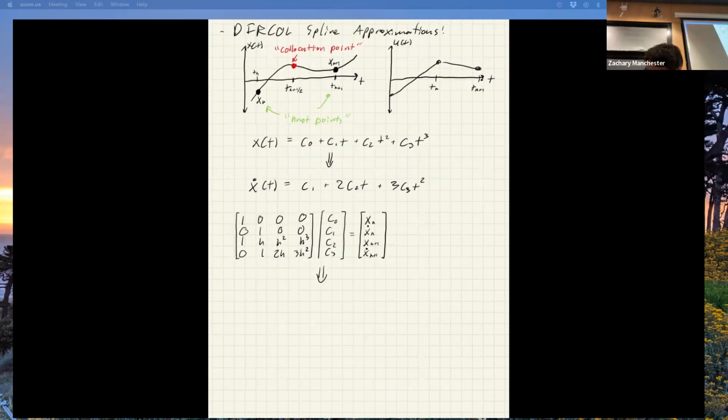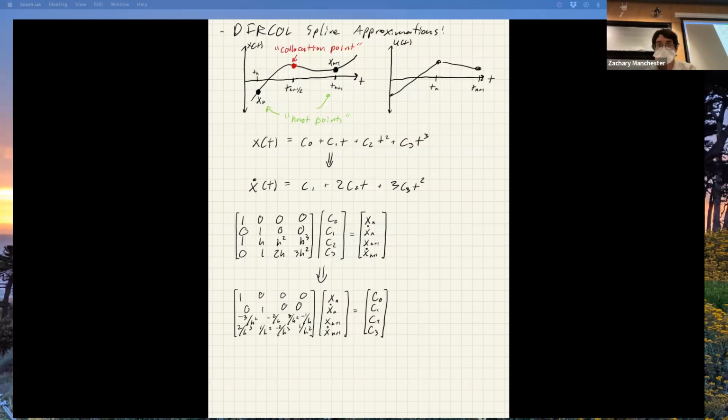So I'll write that out real quick. It's just inverting this matrix, which you can do in closed form. It isn't too bad. And that spits you out these coefficients. And then you can do whatever you want on the polynomial. That's kind of the idea. So this looks like minus 3 over h squared. It's 2 over h over h. Okay, so you do this. And now, once I've got those coefficients, I can evaluate that spline.